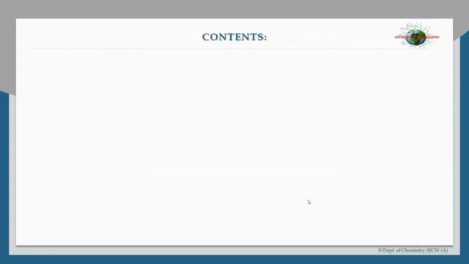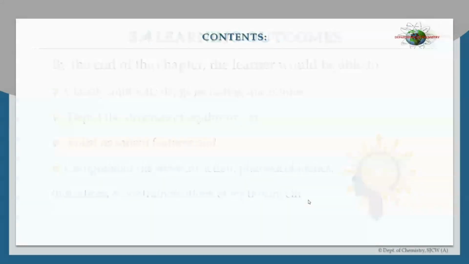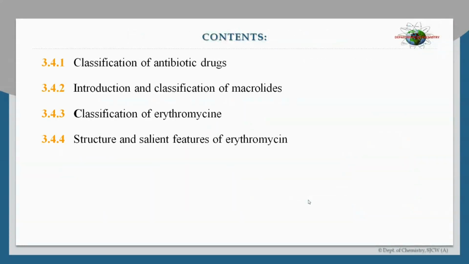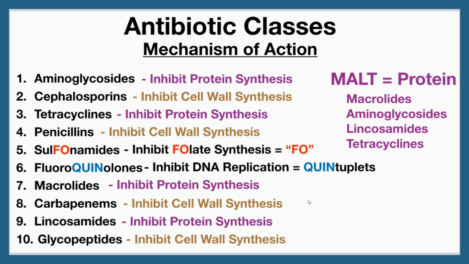By the end of this chapter, the learner would be able to classify antibiotic drugs, including macrolides, depict the structure of erythromycin, enlist its salient features, and comprehend the mode of action, pharmacokinetics, indications, and contraindications of erythromycin. So these are the contents of this chapter: introduction, classification of antibiotics, introduction to macrolides, classification of macrolides, classification of erythromycin, structure and salient features of erythromycin, mode of action, pharmacokinetics, uses, adverse drug reactions, indications and contraindications, interactions, etc.